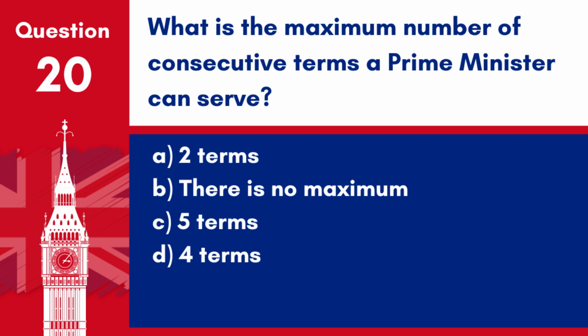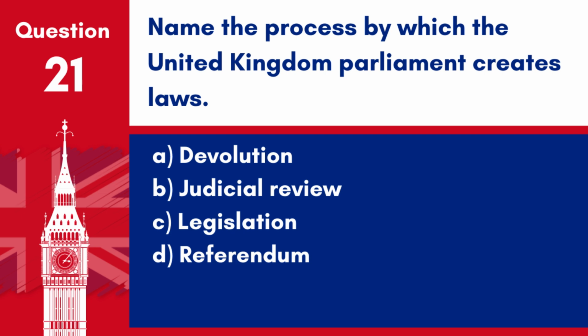A. 2 terms. B. There is no maximum. C. 5 terms. D. 4 terms. Answer B. There is no maximum. In the UK, there is no legal limit on the number of terms a Prime Minister can serve. Question 21. Name the process by which the United Kingdom Parliament creates laws.